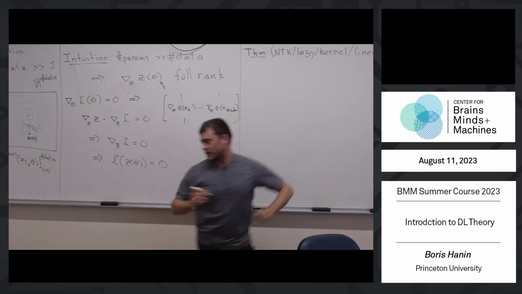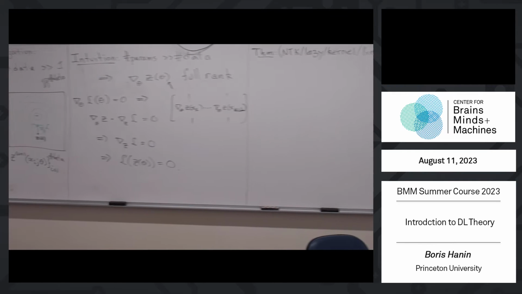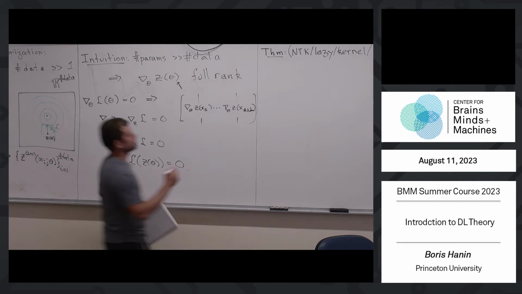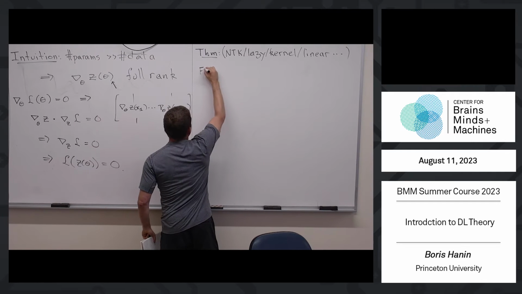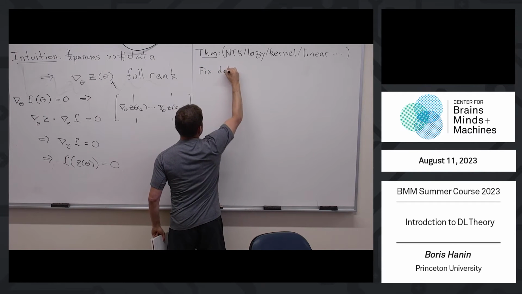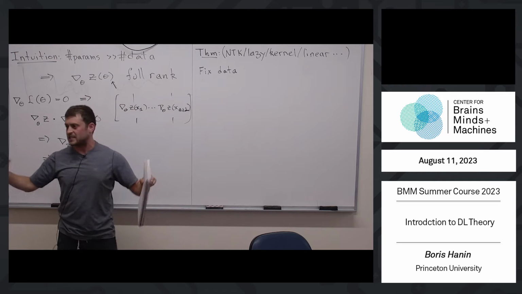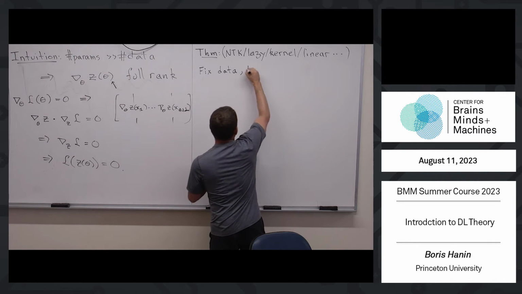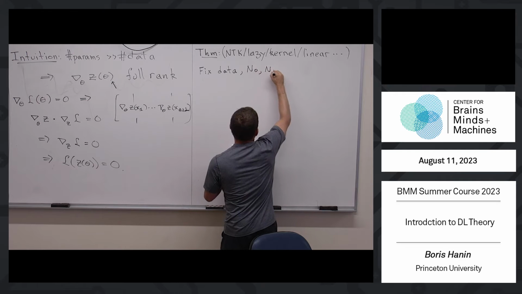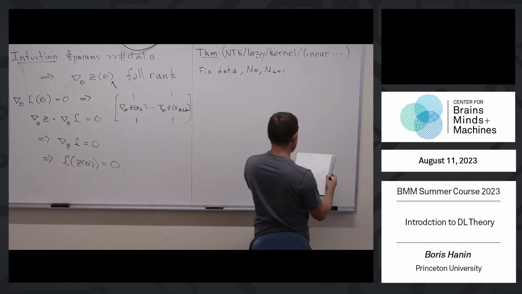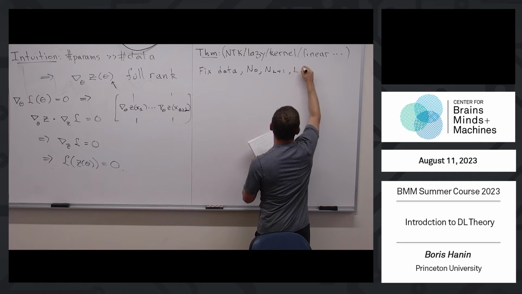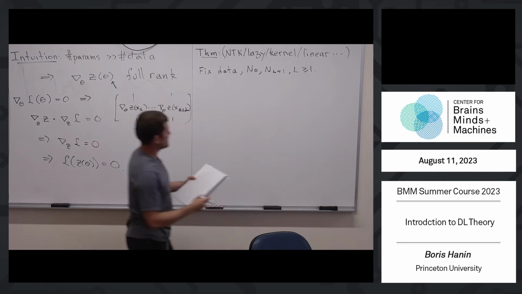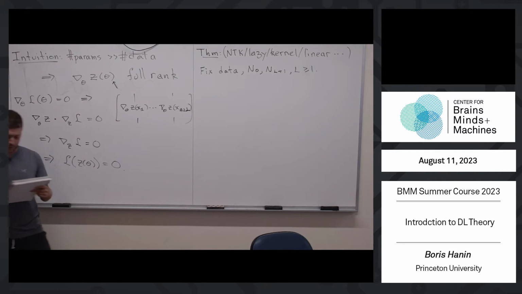OK, so let me figure out exactly how I wanted to say it, because I thought of an efficient way of stating it. So let's fix the training data. You have a fixed, let's say, 10,000 training data points, but that's not going to change. In particular, I'm going to fix the input dimension, the output dimension, and the depth of the network. They're all going to be fixed. It's a theorem, so you have to fix some constants before you do anything.